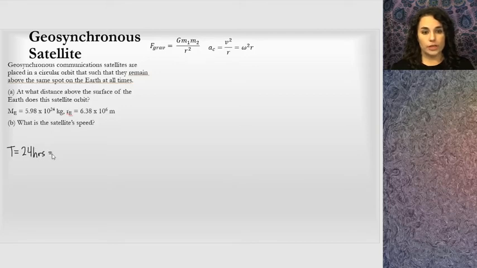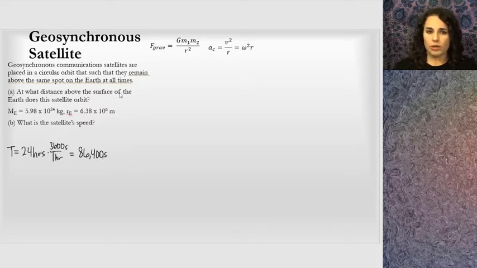And we can convert that to minutes or seconds, right? We have 1 hour is 3,600 seconds, and we can convert that to seconds, 86,400 seconds. That's the period for the motion.